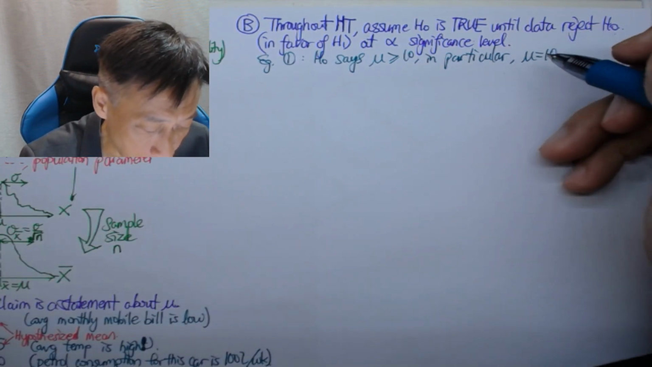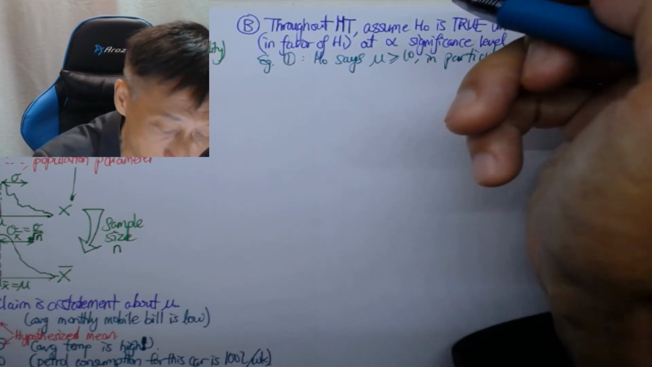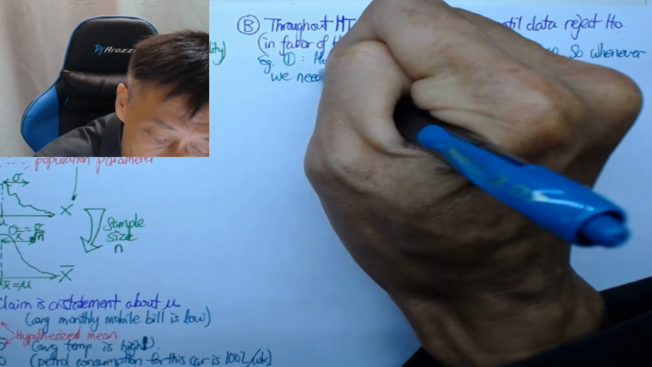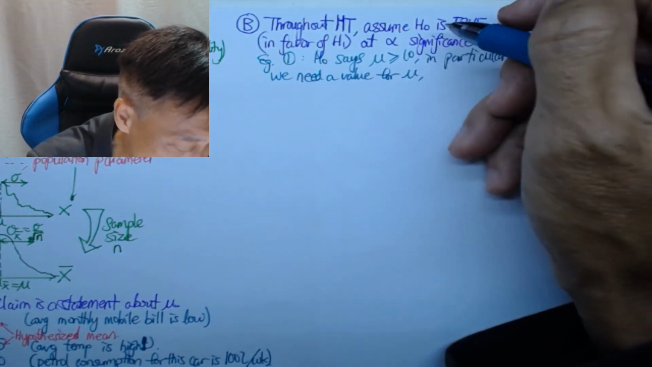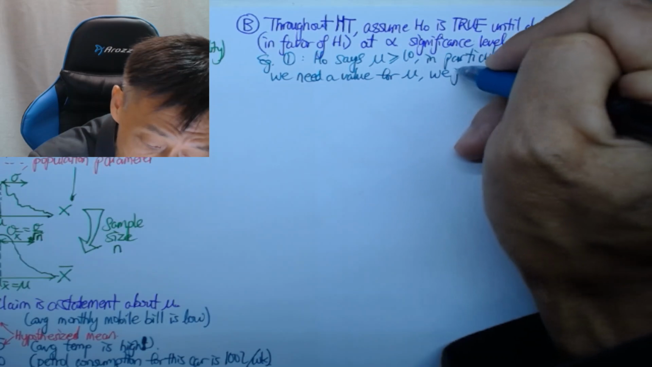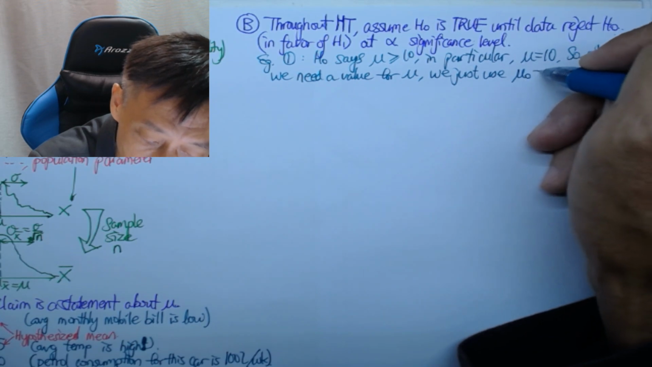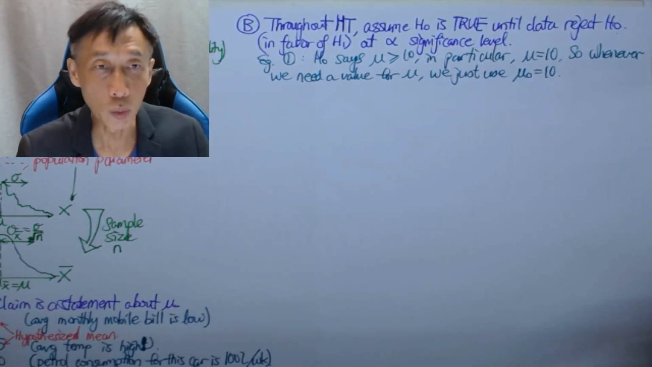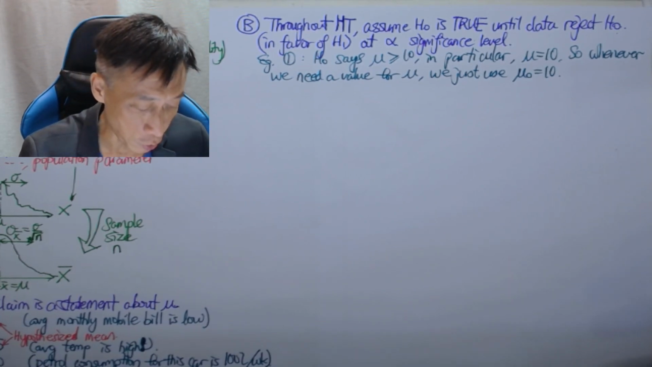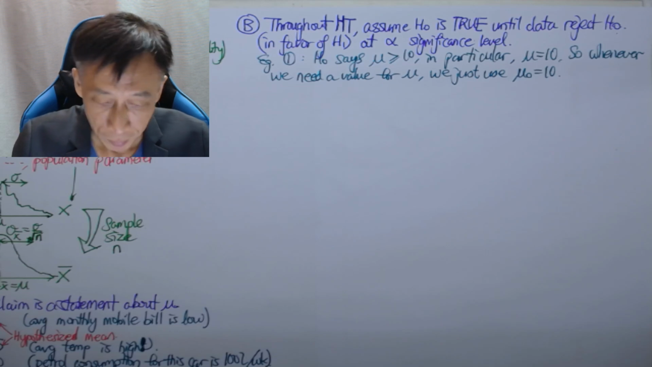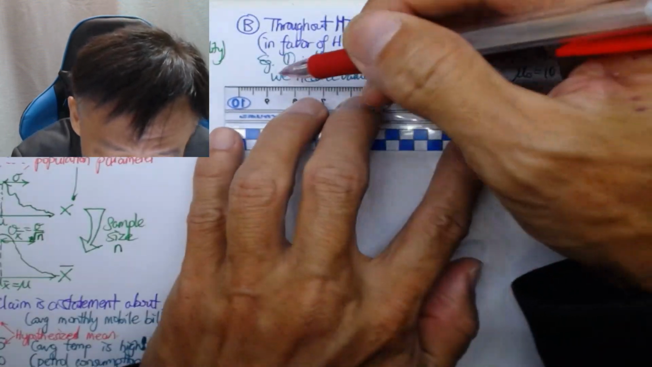Okay, so whenever we need a value for mu, right? We just use the hypothesized mean, which is 10. Because we assume mu is equal to mu 0, which is 10. So we can just proceed with the calculation. Okay, so that's for part B.